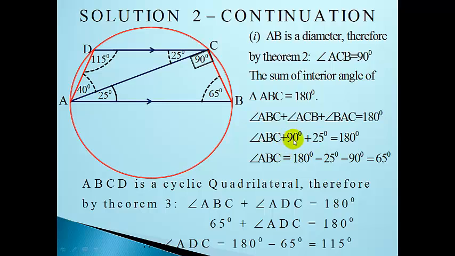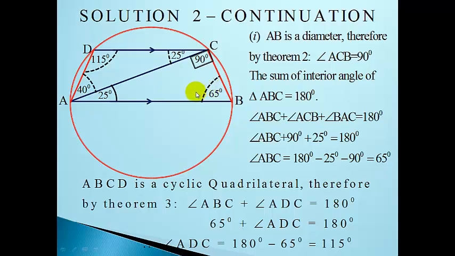Now plus 90 becomes minus 90 on the right hand side. Plus 25 degrees also becomes minus 25 degrees on the right hand side. And so the angle ABC, that's the angle at B, will be equal to 180 degrees minus 25 degrees minus 90 degrees, and this is equal to 65 degrees. And that is how come we had the angle 65 degrees at B.